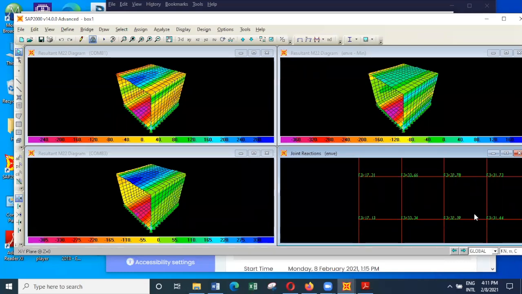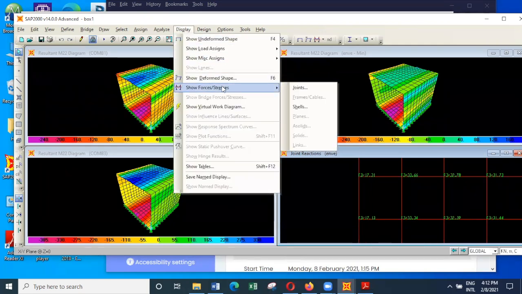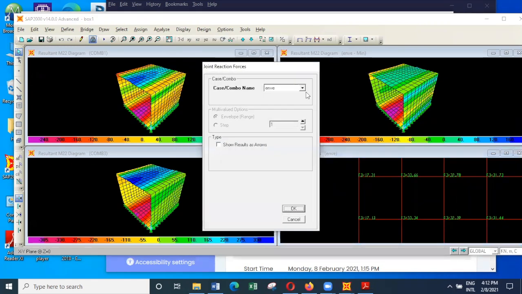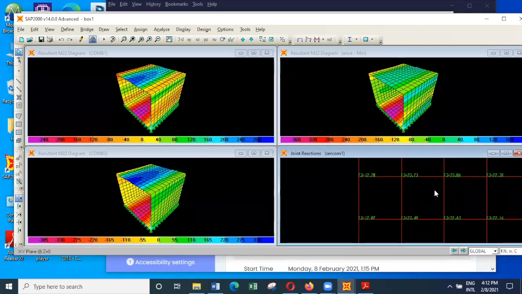So you can see the bearing pressure is about 1.132, but this is the ultimate value. If you want to get the service value, you can ask it to display not the envelope, but the service combination. And you can see it's about 21, 22, 23. So a value like 23 divided by 4, multiplied by 4 gives a value close to 100. So basically the bearing capacity is 100.